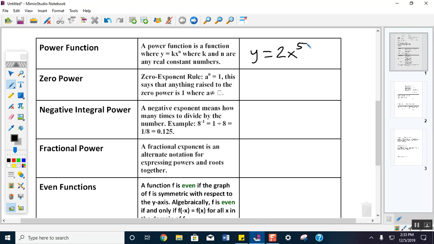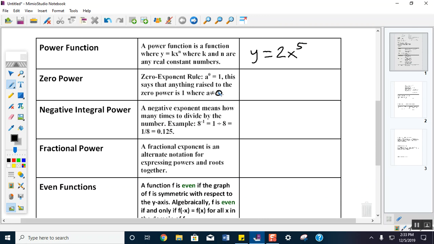Again, what power or what degree is this function? Fifth power. Okay? Zero power. Okay? Zero power says there's a zero exponent rule. It says a to the 0 is equal to what? As long as a does not equal 0. This says that anything raised to the 0 power is 1, where a does not equal 0 right there.